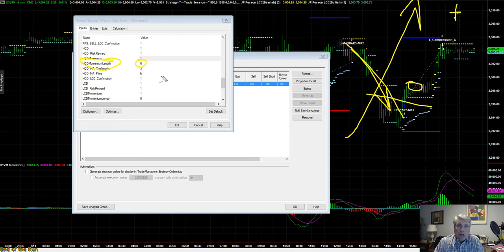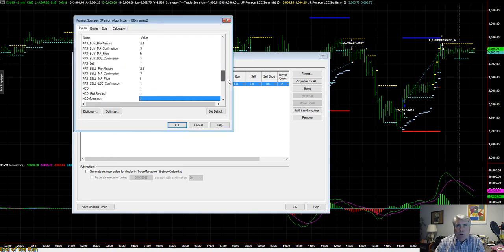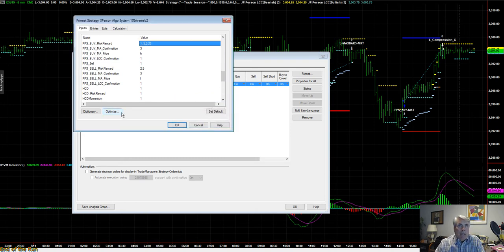Now, here's another interesting component. By the way, if you're a TradeStation user or any type of trader, here's what's really amazing about this. We also said, hey, by the way, PPS, we have a risk reward ratio. Where did we come up with 2.2? We optimized it. We go, let's start at maybe 1 and let's go up to possibly a 5-point risk reward ratio, and let's go with an incremental jump of 0.25. We hit OK, and we can optimize that out.